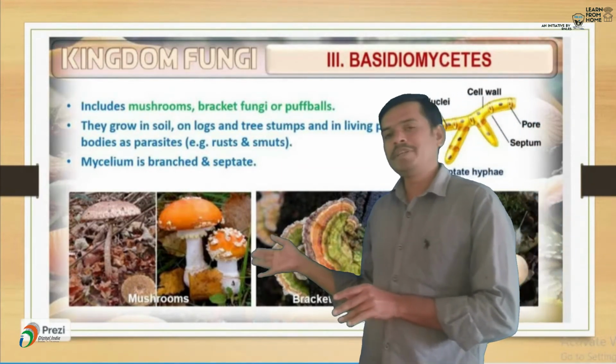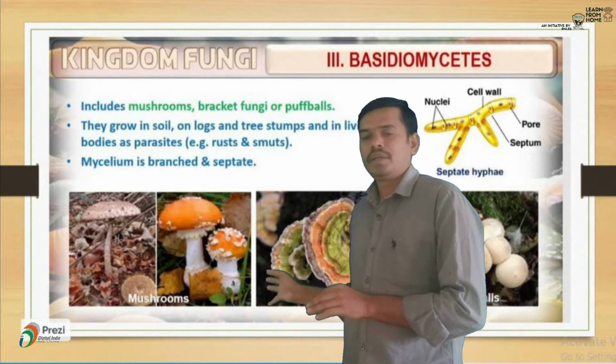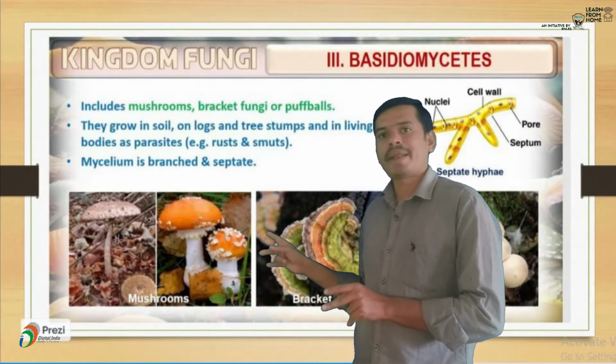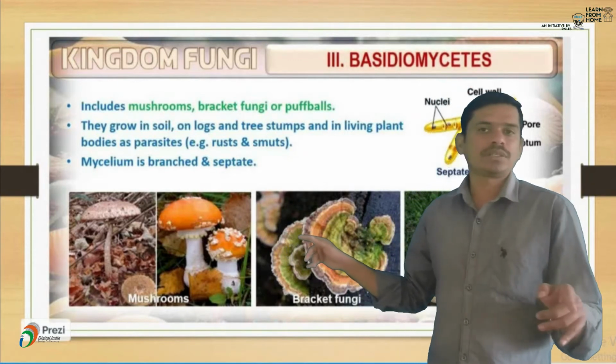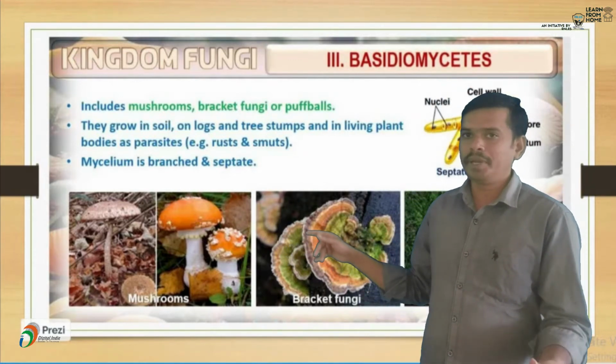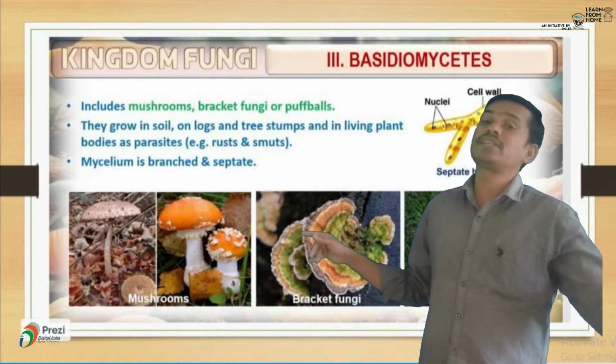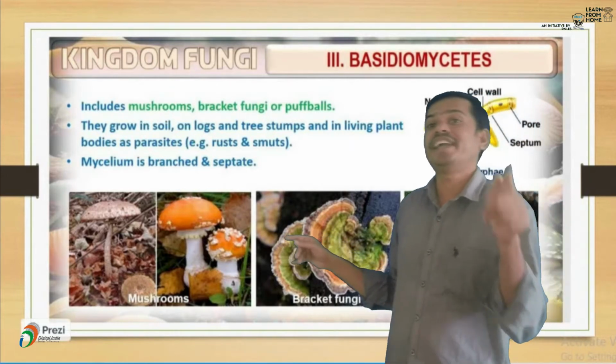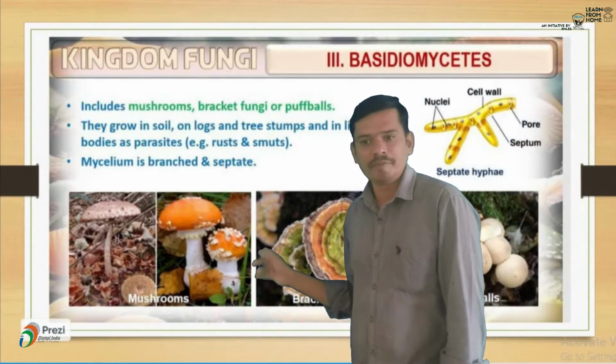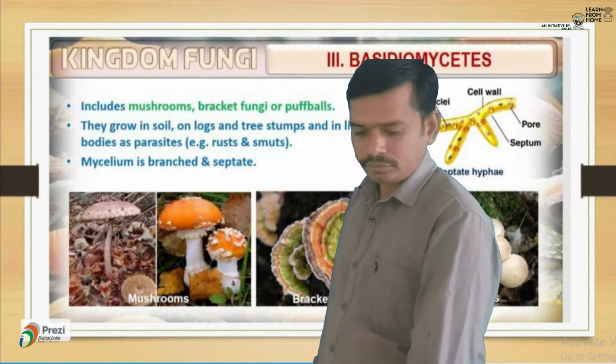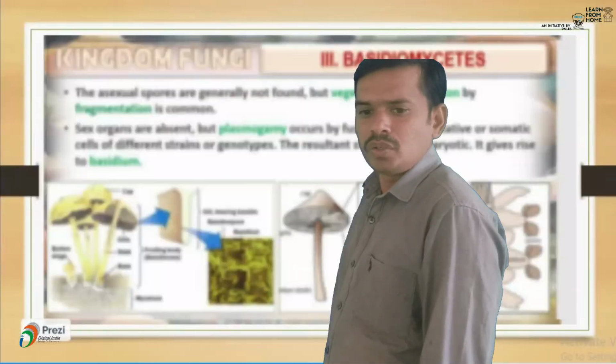The mycelium here is branched and septate. Before, in Phycomycetes, the mycelium is aseptate and coenocytic, while in Ascomycetes it is also branched and septate. This is very important.